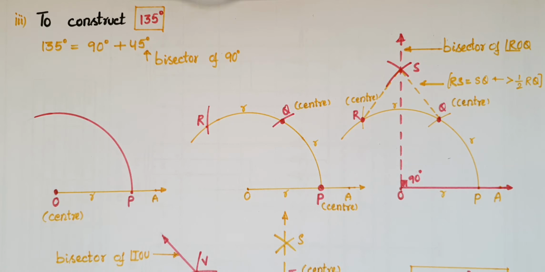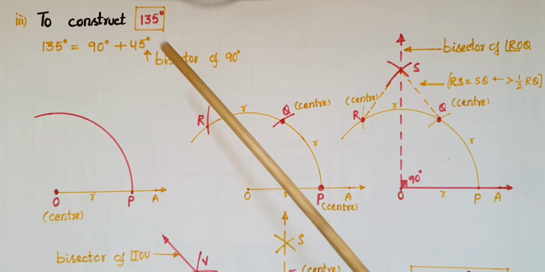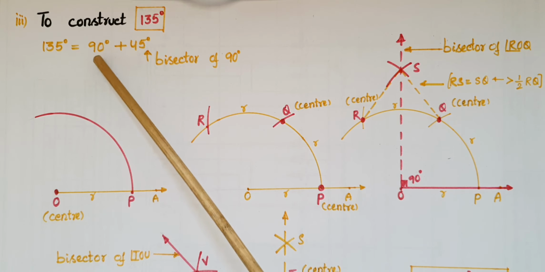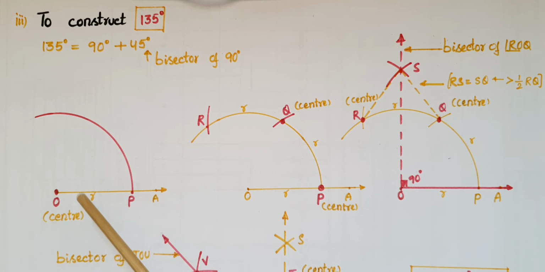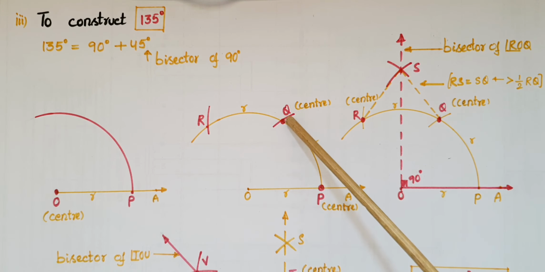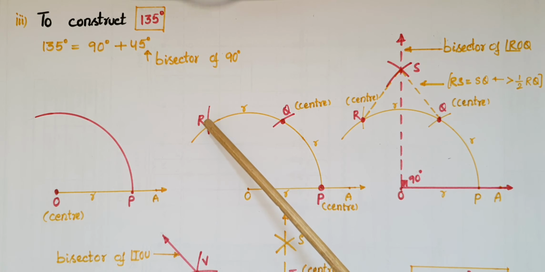To construct 135 degrees you can write it as 90 degrees plus 45 degrees. So first construct 90 degrees, then again 90 degrees, then bisect that angle, then you will get 45 degrees. So to construct 90 degrees, first draw a ray OA and take O as center with some radius. Draw an arc which intersects the ray at the point P. Then with P as center, draw another arc with the same radius that intersects at the point Q. Then with Q as center with the same radius, draw another arc which intersects at the point R.